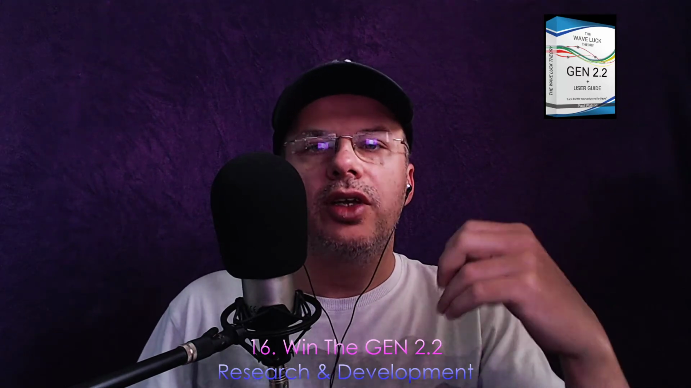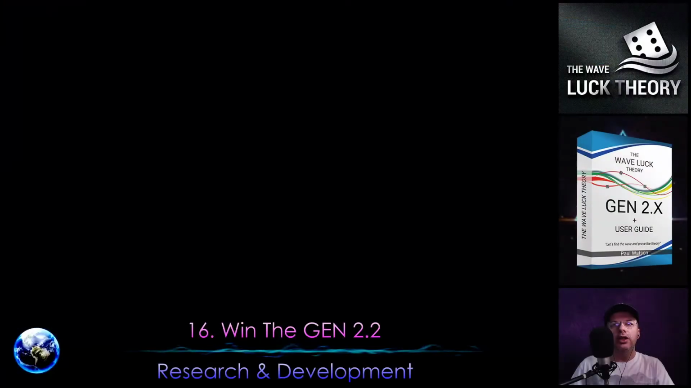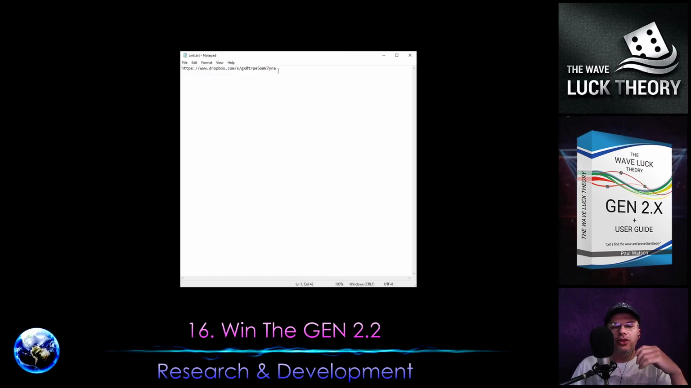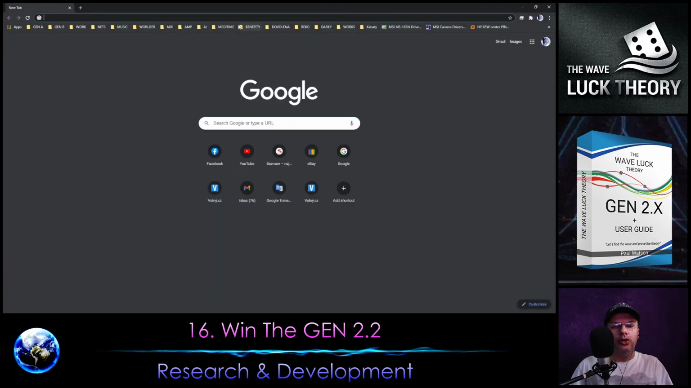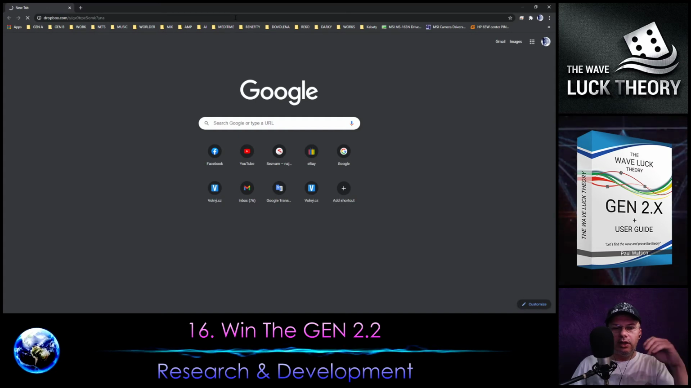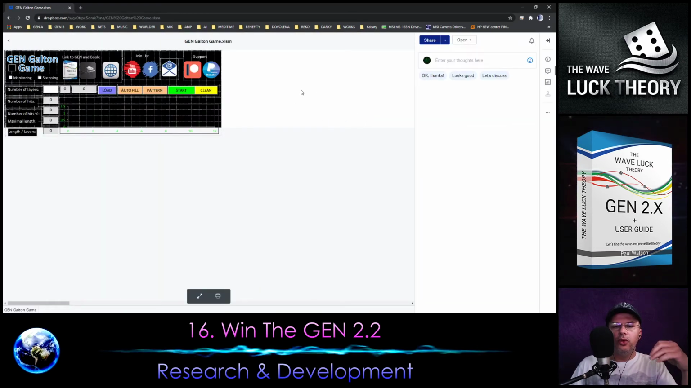So at first you have to download the GEN Galton Game from the internet. So the first thing is, I will copy the link which is also in the description of this video, and the link I will put into the browser. And then when you found it in this browser, you can download it via some button or icon. So just download it here.